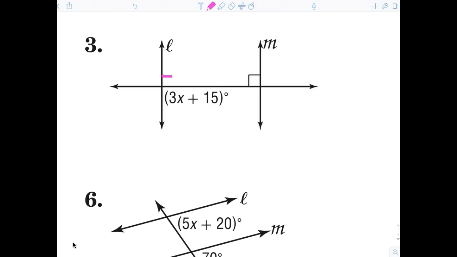I'm just trying to demonstrate all the different reasons why lines can be parallel. Now, do you agree, guys, that those are what? Perpendicular to the same line. Therefore, they are parallel. Two lines perpendicular to the same line make them what? Parallel. Everybody good with that? So, what does 3x plus 15 have to be equal to? 90. Correct? And now you can solve it from there.